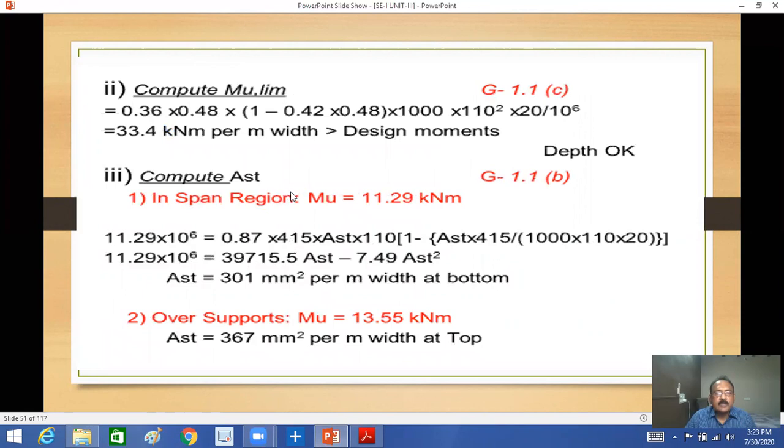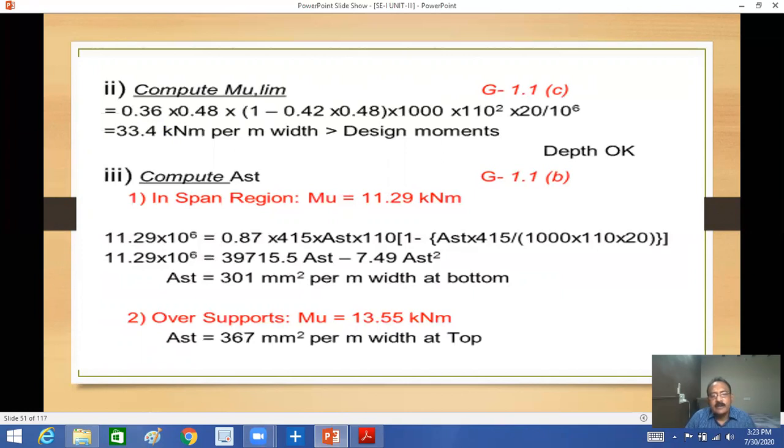Here the same thing, 0.361, that is 0.138 fck b d square or 0.36 fck xu times lever arm. That you got, 13.5 kilonewton meter, which is the design moment. So from this we'll calculate the area of steel at the bottom and top supports. From these two we will get it. That's why, if you understand the previous problem, it is very easy.